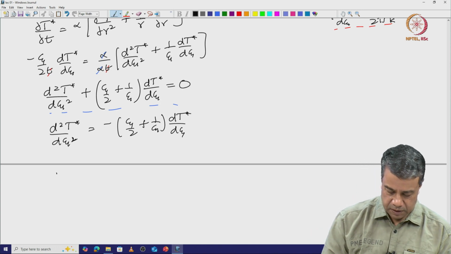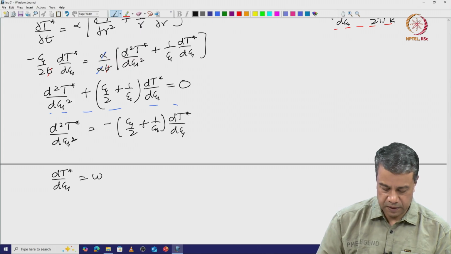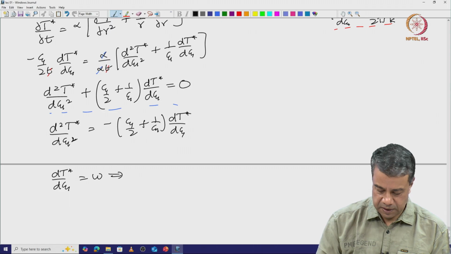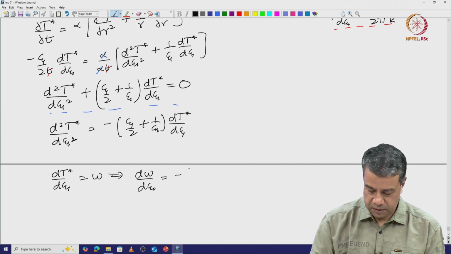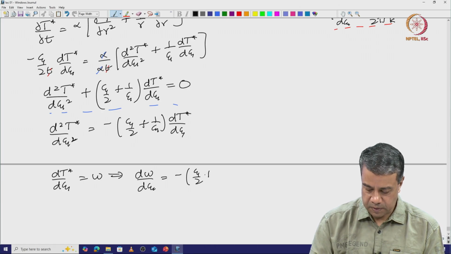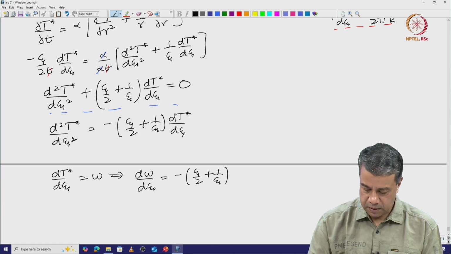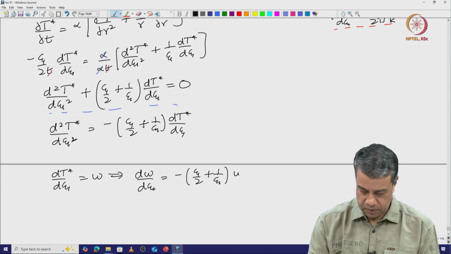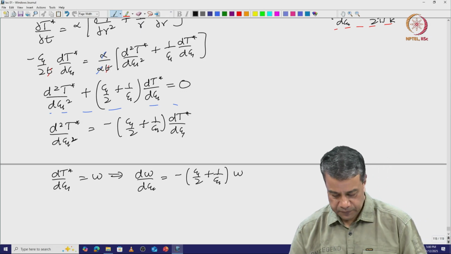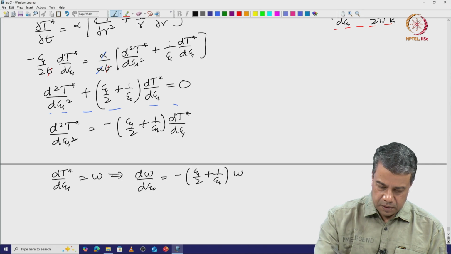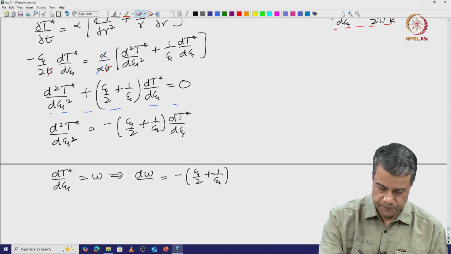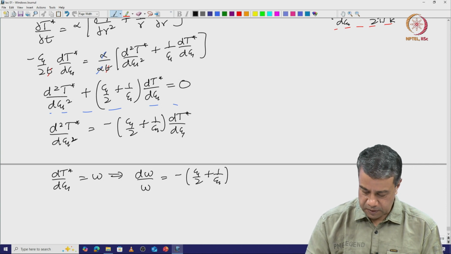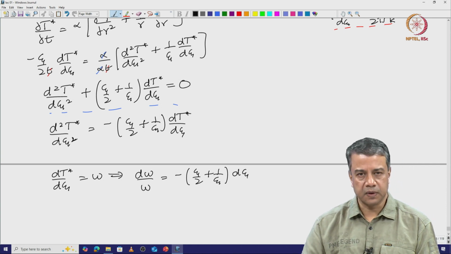I define dt star by d psi is equal to some new factor w, and this gives me the equation dw by d psi is equal to minus of psi by 2 plus 1 by psi, times w, or cross multiplying, dw by w is equal to this into d psi.